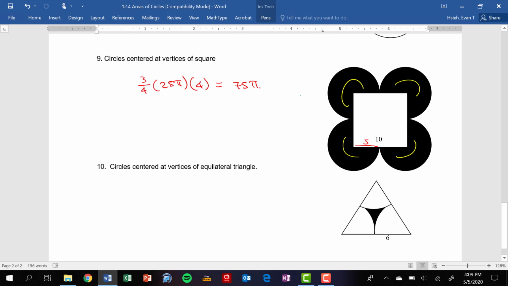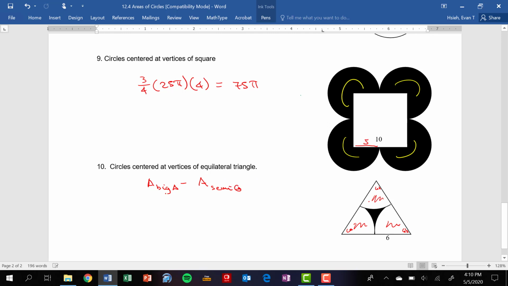Same type of thing down here. I can try to brute force this thing, but what I'm going to do is take the area of the big triangle and subtract the area of, if I think about it, this one plus this one plus this one. If it's an equilateral triangle, this is 60 degrees, 60 degrees, and 60 degrees. That adds up to 180 degrees. And if I combine all 3 of these little sectors together, I'm going to end up with a semicircle.